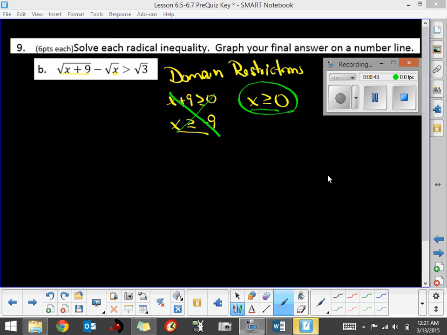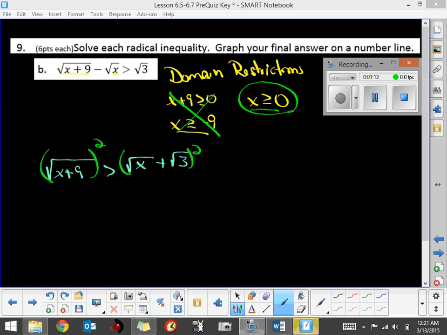So now we're going to isolate our ugliest radical. So we got x plus 9. I'm going to isolate that by adding the square root of x. So it's going to be x plus 9 has to be greater than, and I like the square root of x first and then plus the square root of 3. It doesn't really matter, that's just a preference again. So now we're going to square both sides to get rid of our square rooting.